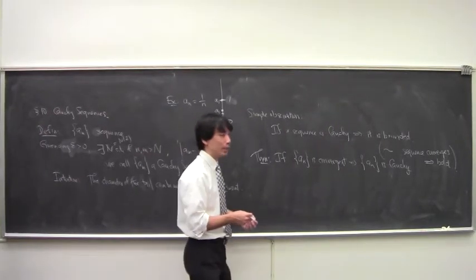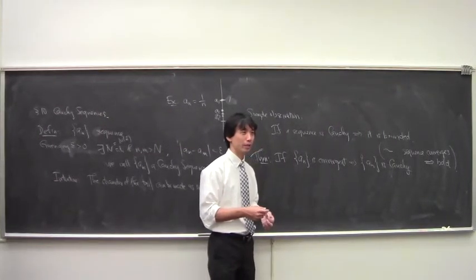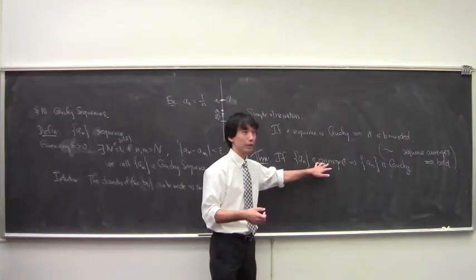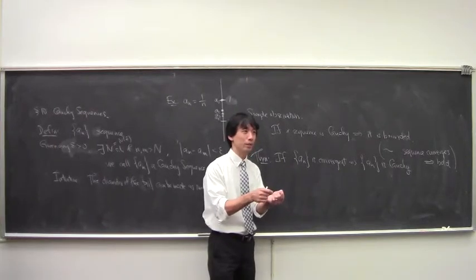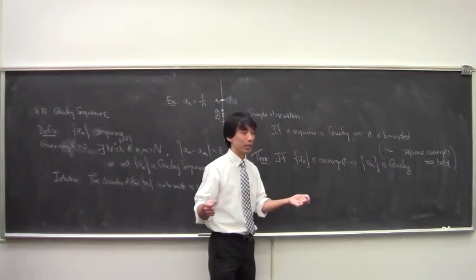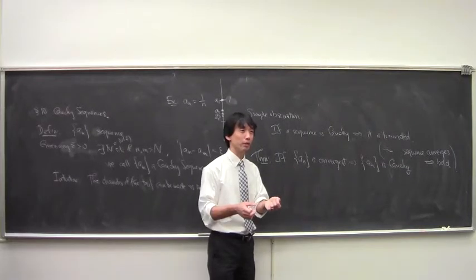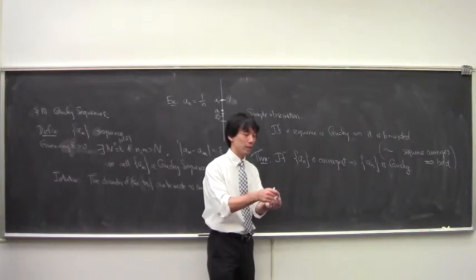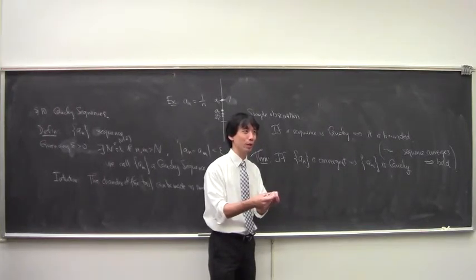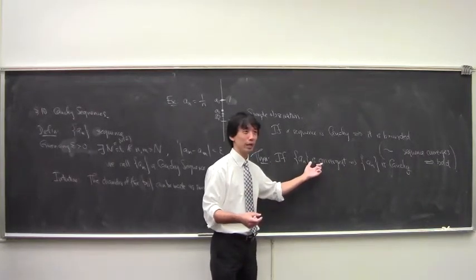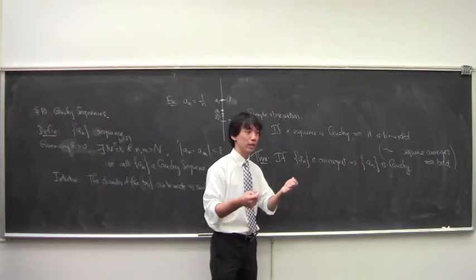Okay. Why is that intuitively clear? Convergent means that you become closer and closer to some point, right? Cauchy means you can control the size of the tail. Convergent means you can make your points as close to L as you want. Cauchy means you can make your points as close to each other as you want. So why does being close to L force close to each other?